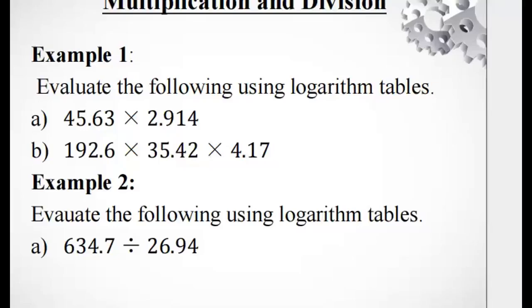So we have the next question, 192.6 times 35.42 times 4.17.